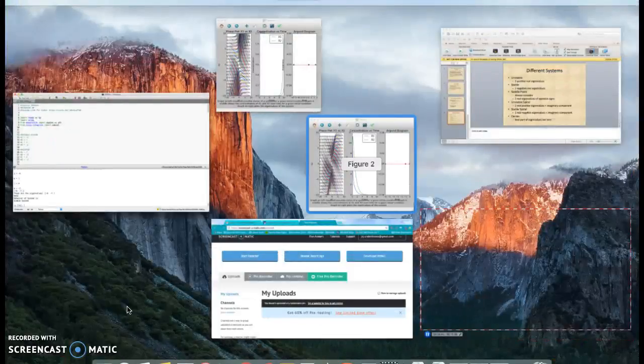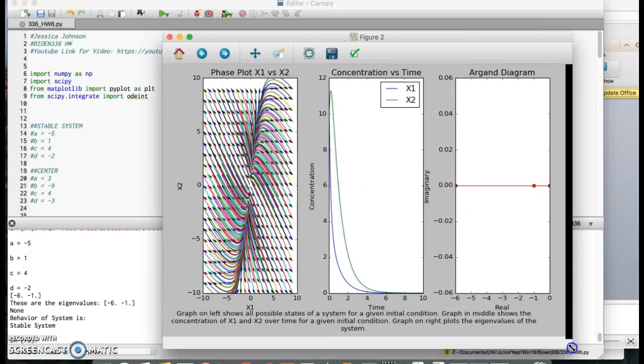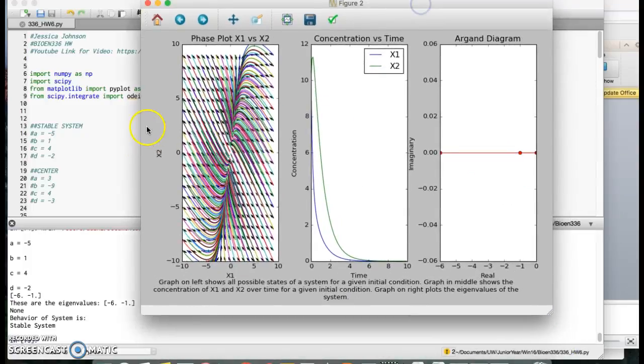So let me walk you through the plot. On the left, we have our phase plot for x1 and x2. You can see x1 is on the x-axis and x2 is on the y-axis. We set our axes from -10 to 10, so that's good. It matches what our input was. As you can see, these black lines are all pointing inward, which suggests it is a stable system because they're all coming towards the center line. So regardless of my initial conditions, since it's a stable system, I should get a steady state system.